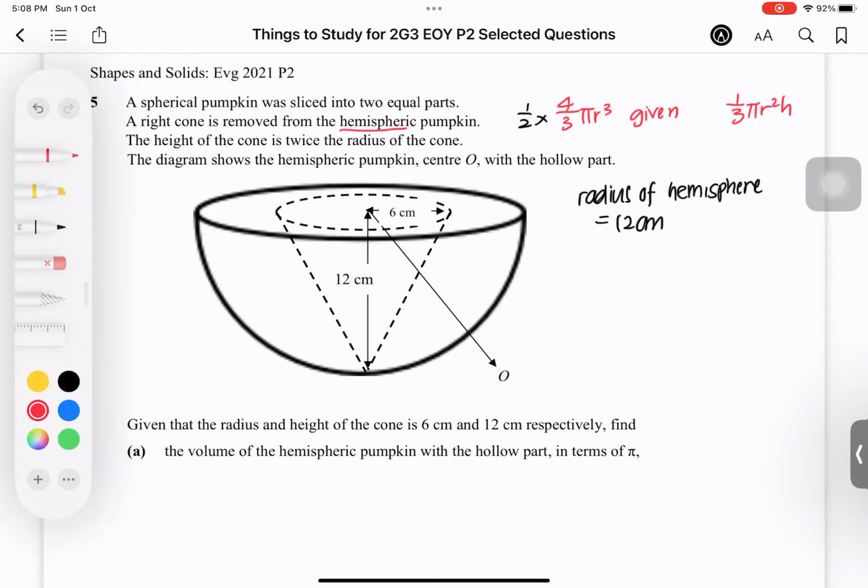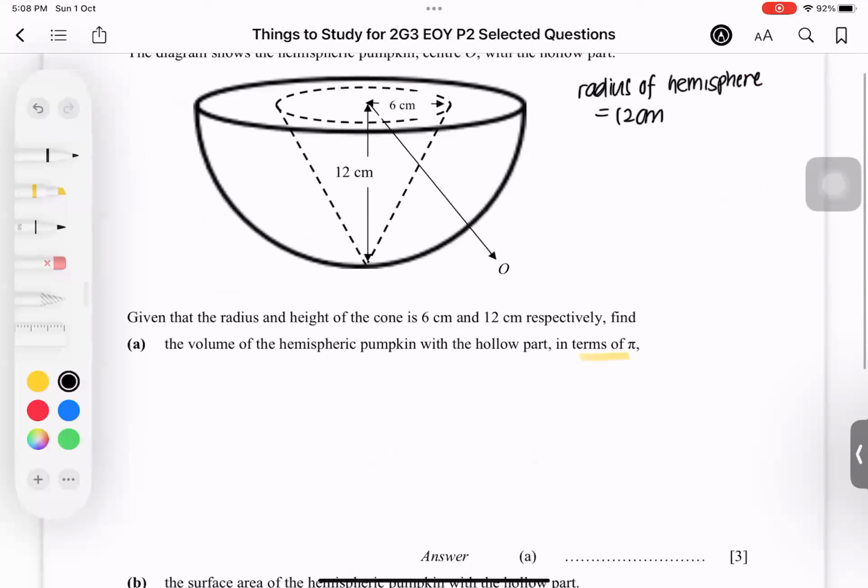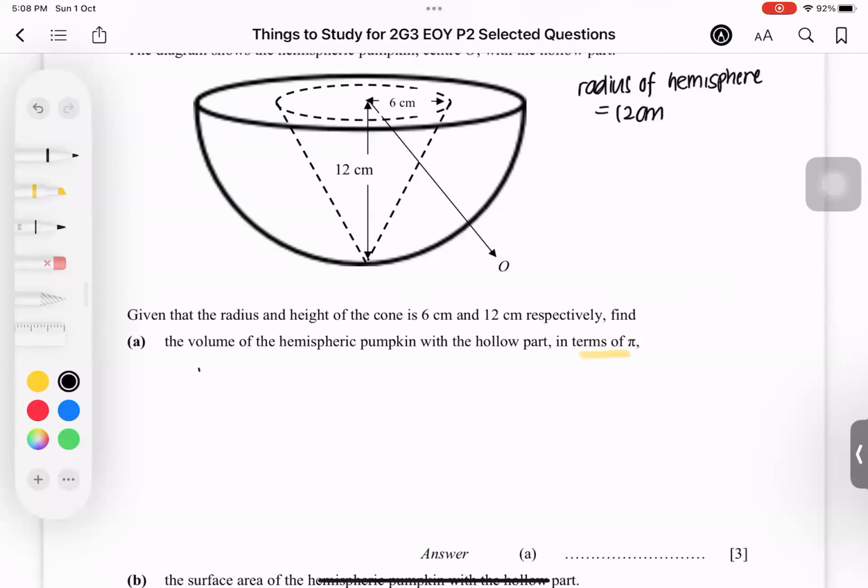Given that the radius and height of the cone are 6 cm and 12 cm respectively, find the volume of the hemisphere with the hollow part, that means the part that's being cut out, in terms of pi. So how do we find this answer? We take the volume of the hemisphere minus the volume of the cone. Hemisphere, half of 4 over 3 pi r cubed. The radius for the hemisphere, 12 cubed. Minus away the volume of the cone that was cut out, 1/3 pi r squared, and the height is 12.